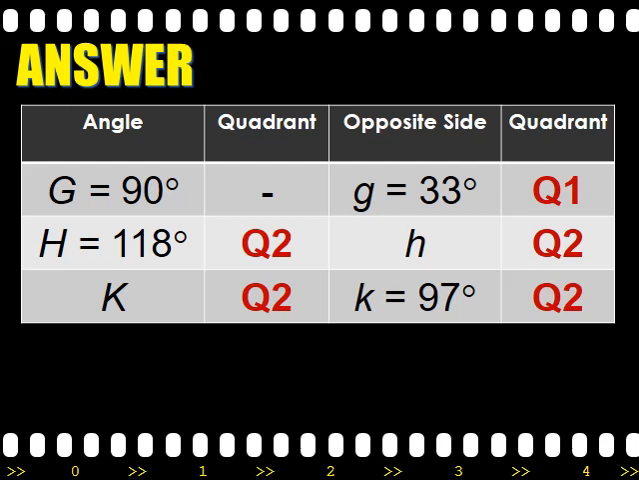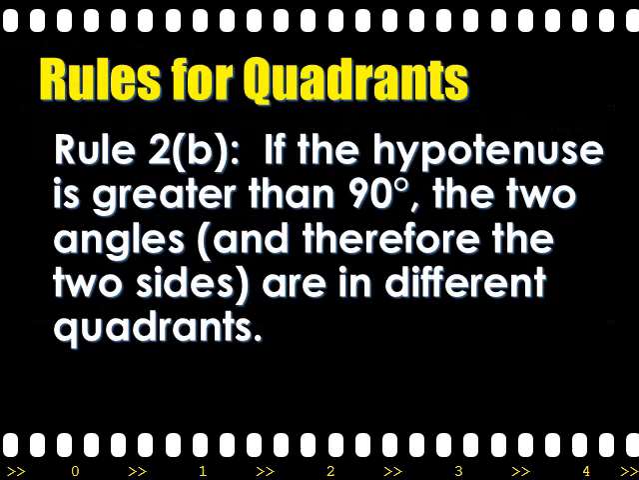Okay, so, sa rule number 2A. So far, nadidiscuss na natin si rule number 1 at saka si rule number 2A. Okay, na mayroon pang isang rule. Madalas din natin gamitin. Ito yung rule 2B. So, sabi naman dyan, if the hypotenuse is greater than 90 degrees, the two angles and therefore the two sides are in different quadrants. So, sabihin, magkaiba na ng quadrants yan. Pwede yung isa nasa quadrant 1, yung isa nasa quadrant 2.